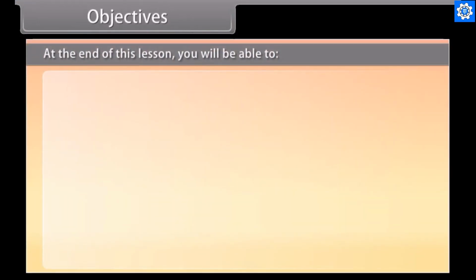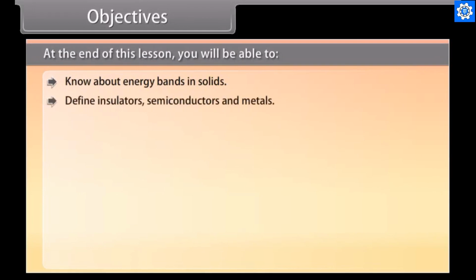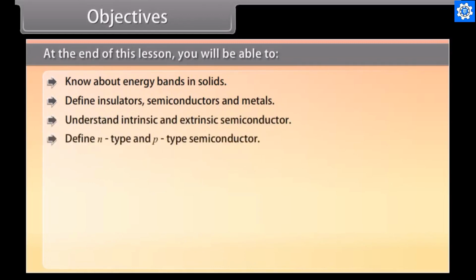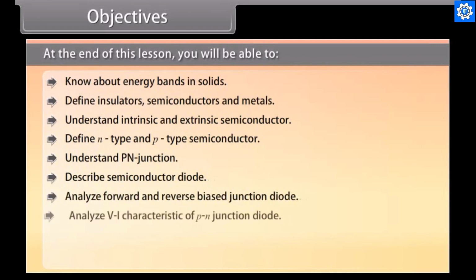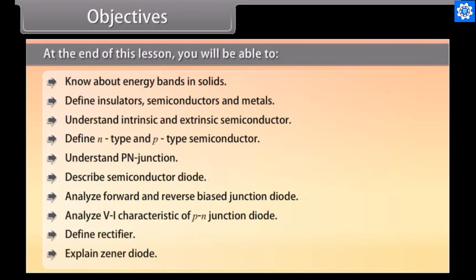Objectives. At the end of this lesson, you will be able to know about energy bands in solids, define insulators, semiconductors and metals, understand intrinsic and extrinsic semiconductor, define N-type and P-type semiconductor, understand P-N junction, describe semiconductor diode, analyze forward and reverse biased junction diode, analyze VI characteristic of PN junction diode, define rectifier, explain Zener diode.